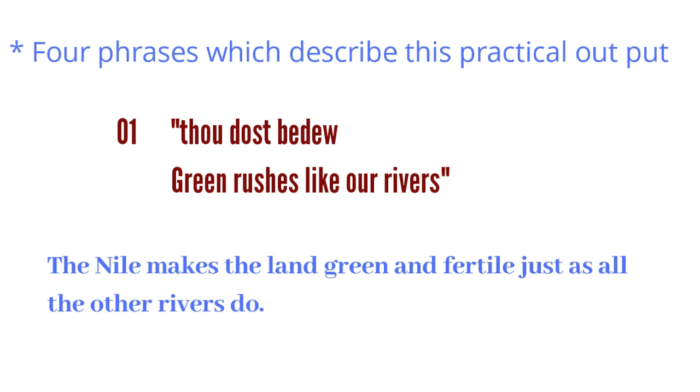The poet says, "Thou dost bedew green rushes like our rivers." Here, bedew means make fertile. Rushes means vegetation or plants. So the general idea in this phrase is the river Nile makes the plants and vegetation fertile, just as any other river. Here, our rivers means actually the rivers in England, because John Keats was an English poet, but this is common to all the rivers in the world. They make everything fertile when it flows. Therefore, the poet says that the Nile is just like any other river.